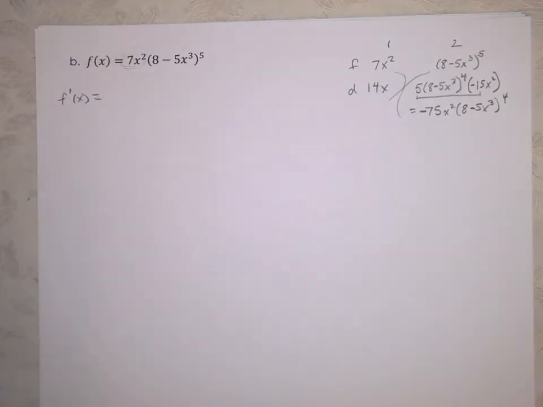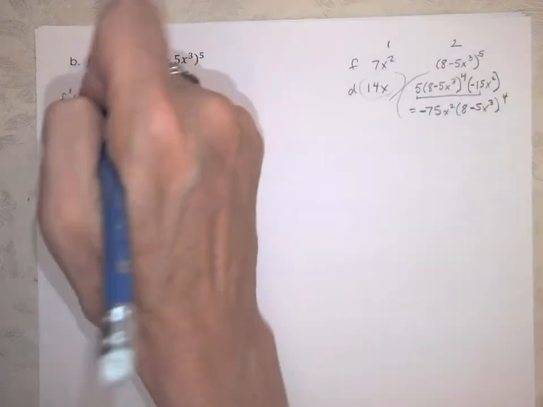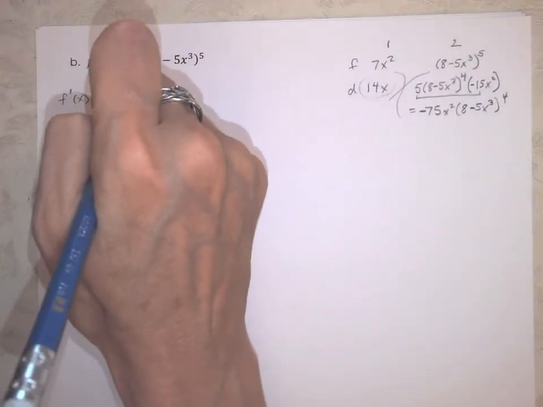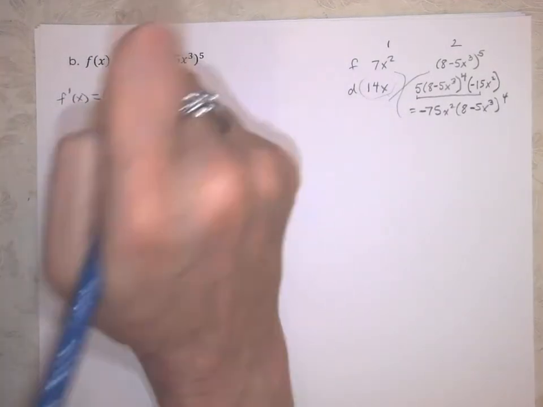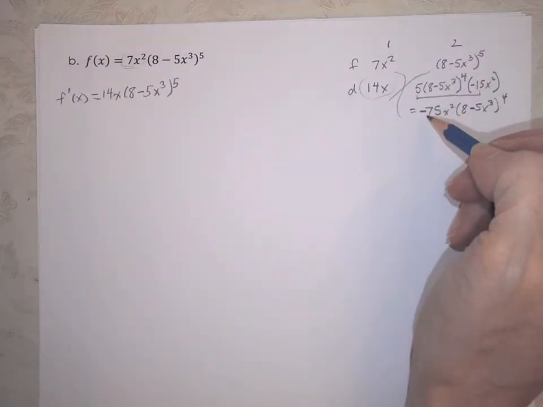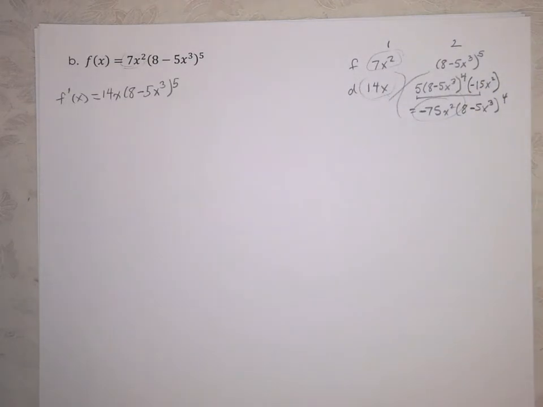So f prime of x is the derivative of the first times the second. Look for a monomial term. If there is one, you want that first. So 14x times (8 minus 5x cubed) to the 5th. And then here we have a monomial and then another monomial, so I can multiply those two together.